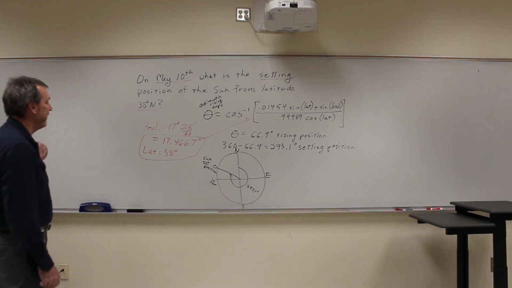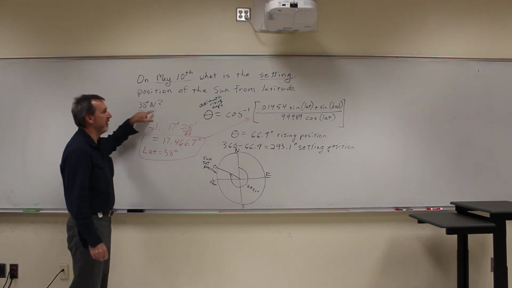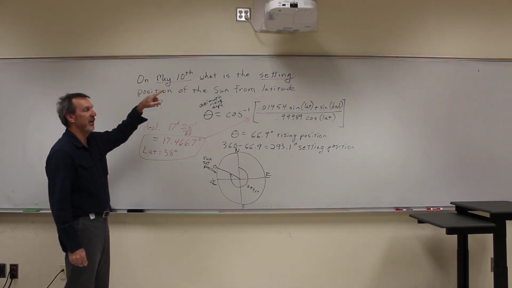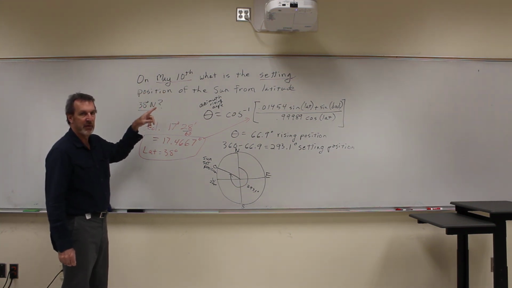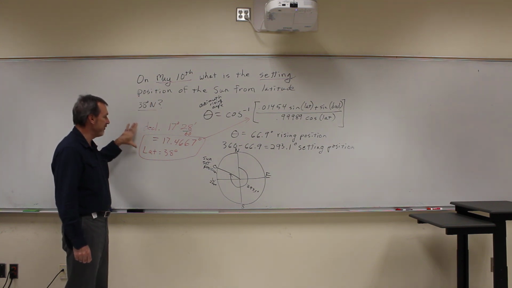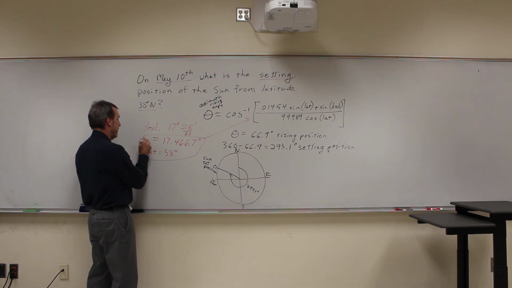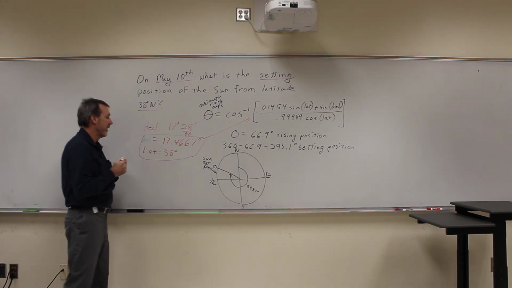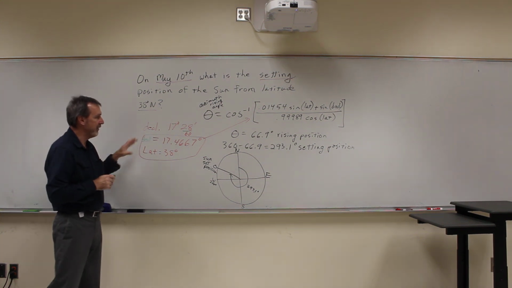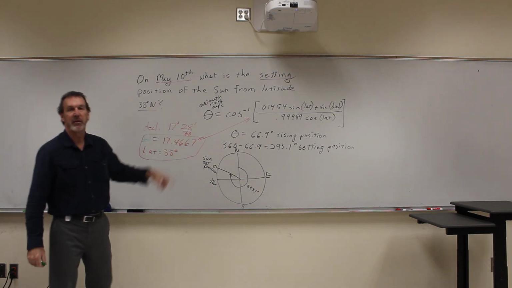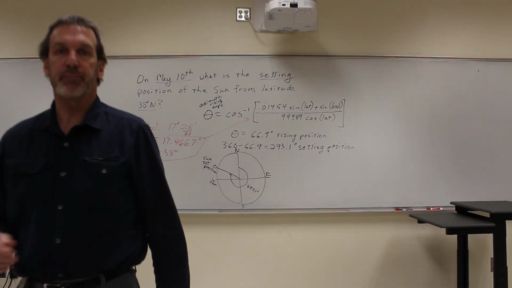The only thing that'll change is the dates will change, the latitude may change, and it may change whether it's rising or setting. But once you find the declination, you just have to know these two things. The declination, this is the declination here, and the latitude. And once you have that, plug that into this equation, gives you the rising position. All right.